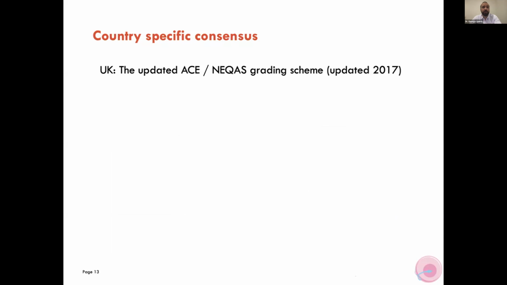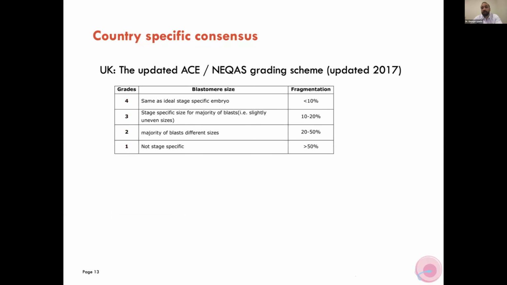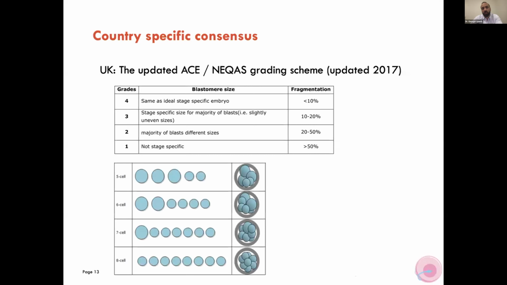Also in the UK, there is their own grading scheme, the ACE-NECA scheme. And this is based on assigning 3 numerical scores of the embryos. The first score is the number of cells, followed by a grade from 1 to 4 of the blastomere size that can be stage-specific or non-stage-specific accordingly, and then the level of fragmentation.